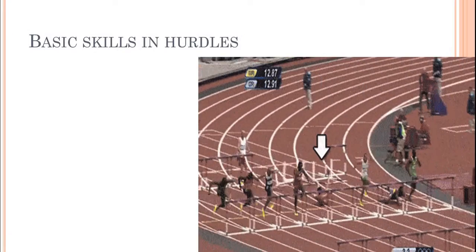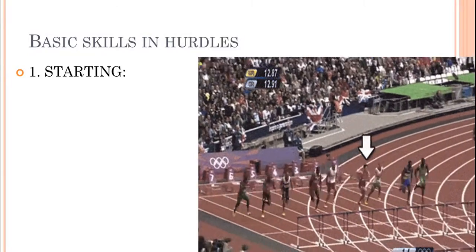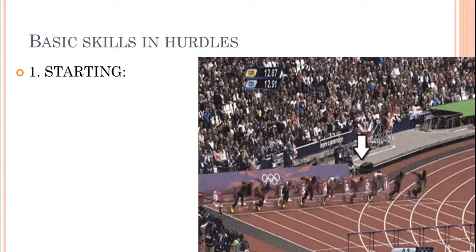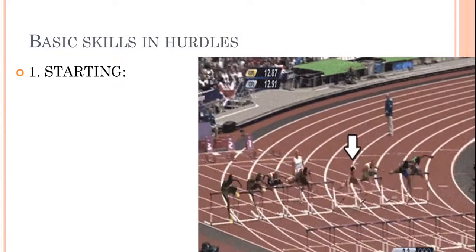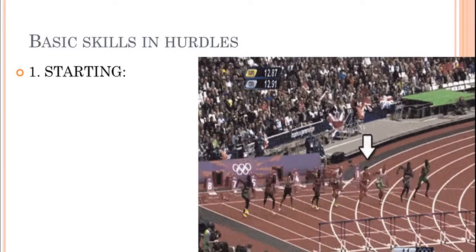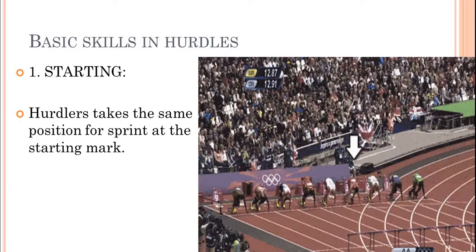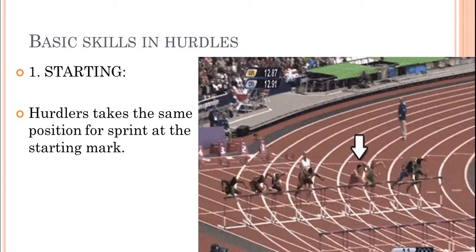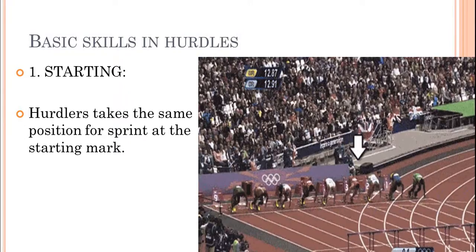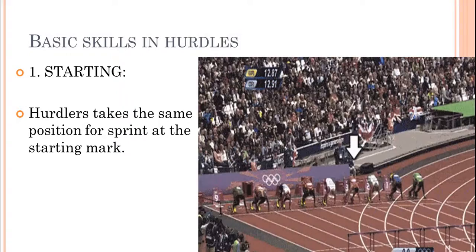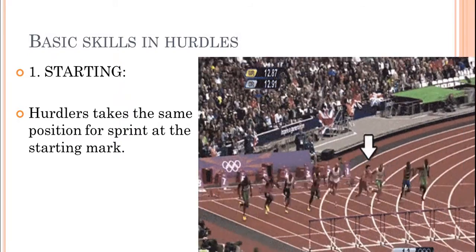Basic skills in hurdle race. The first of them is the starting. As you can see in the picture, the starting matters a lot. For a hurdler to be able to complete a race, he must be able to start the race properly. Starting means the hurdler takes the same position as for sprints at the starting mark. All the hurdlers are supposed to start at the same time. When they hear on your mark, get set, go, they are supposed to move at the same time.